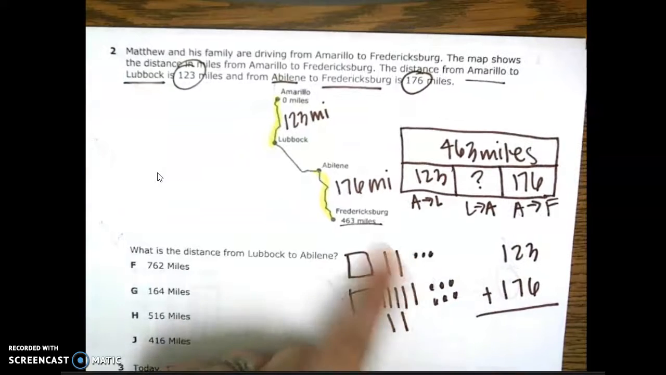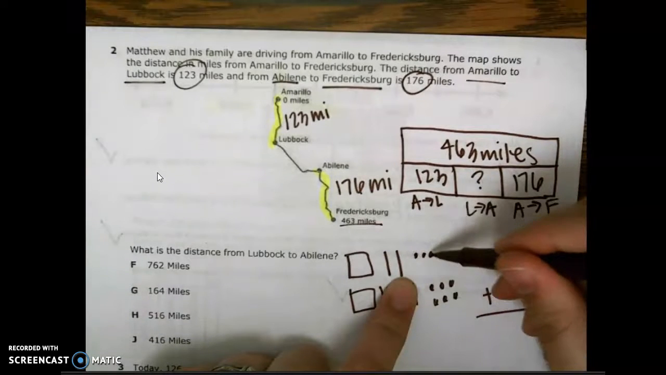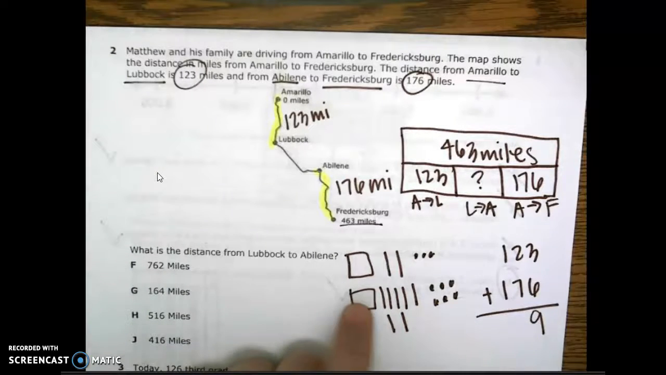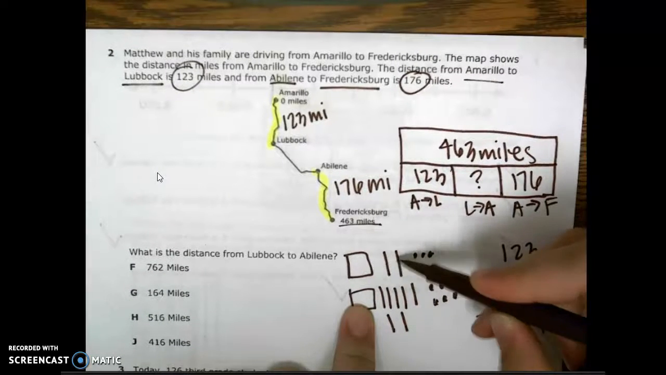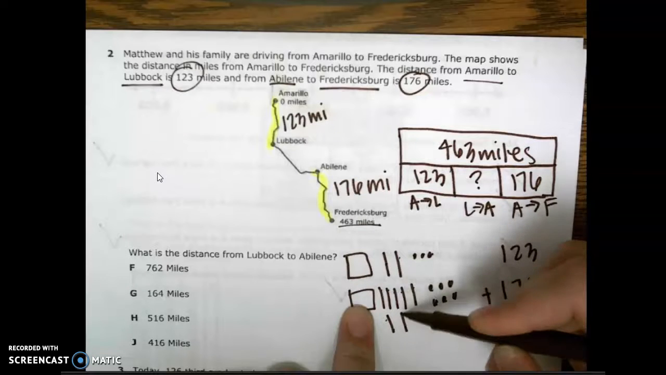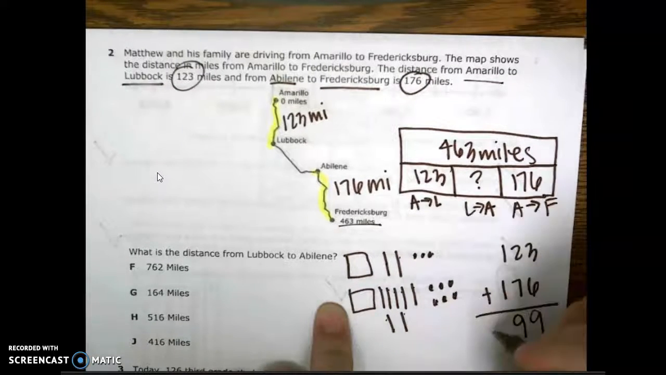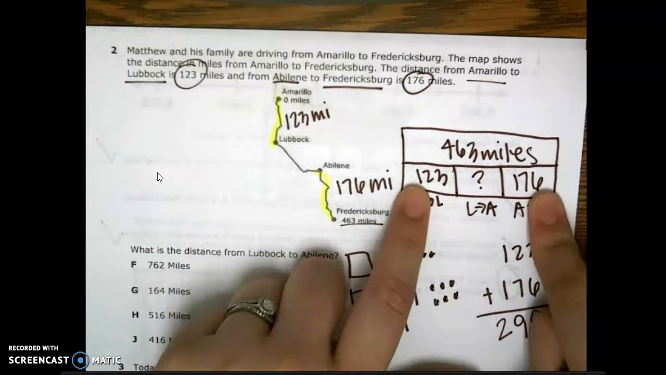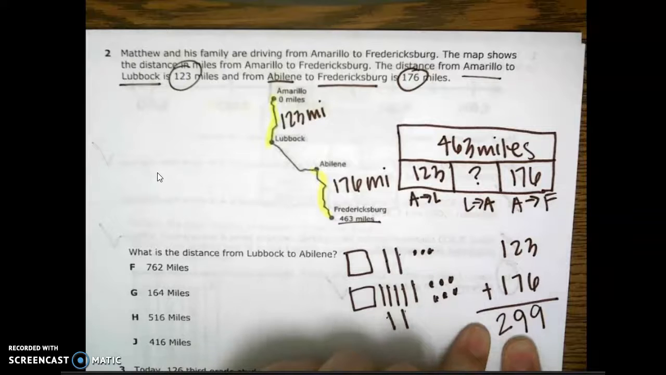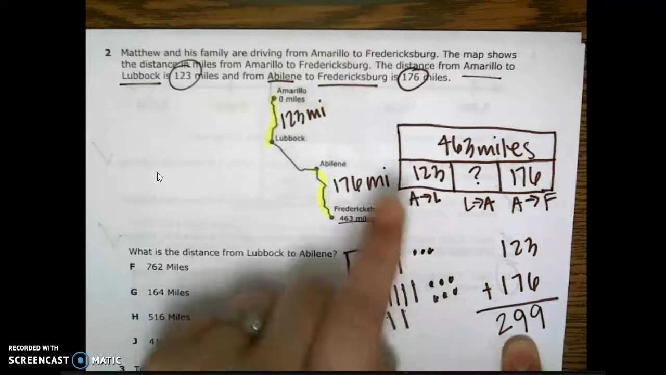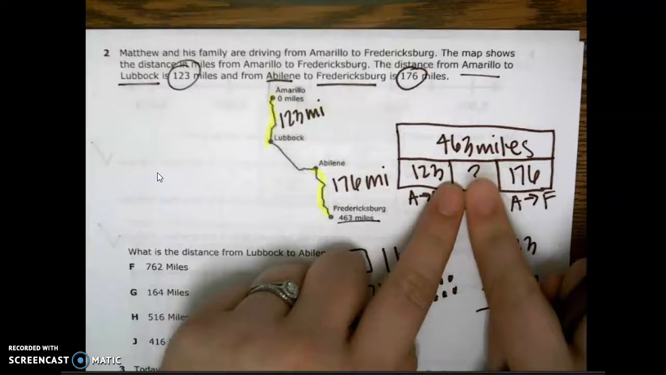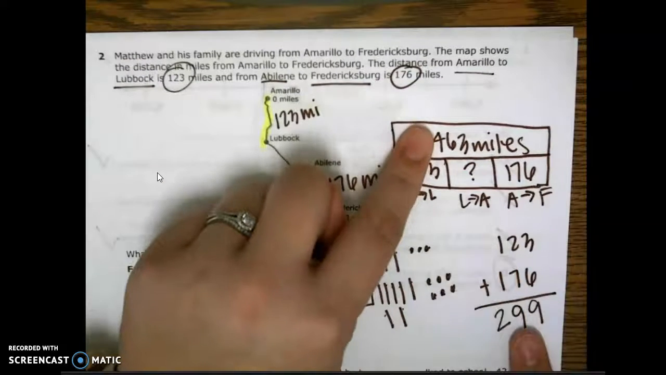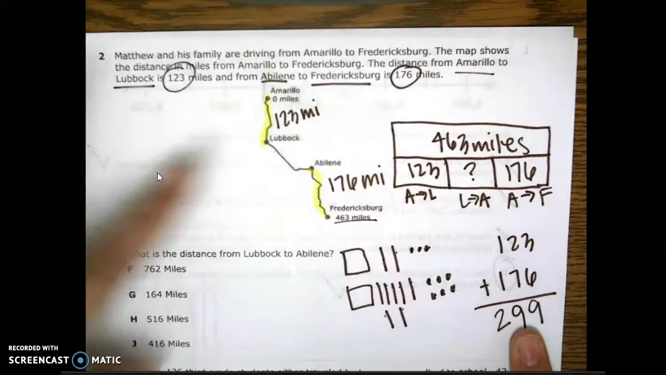How many ones do we have? I have 9 ones. How many tens? 9 tens, which is 90, and 2 100s. So the 2 distances that they've given us, 123 miles and 176 miles, what I already know that they've driven is 299 miles. I'm trying to figure out what's missing from Lubbock to Abilene. I have my total and I have a part. So to figure out the other part, I need to subtract.